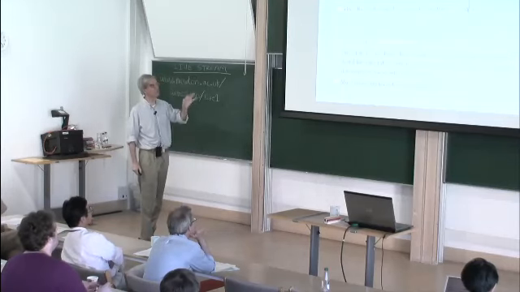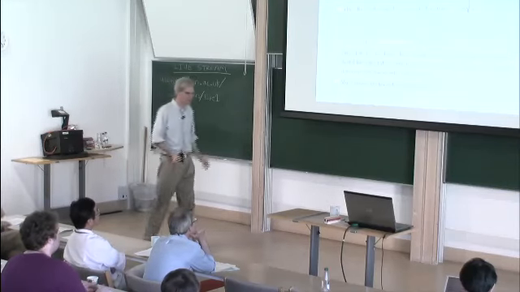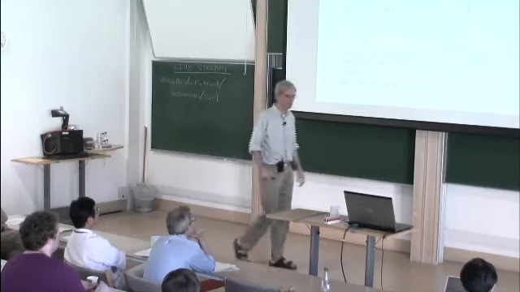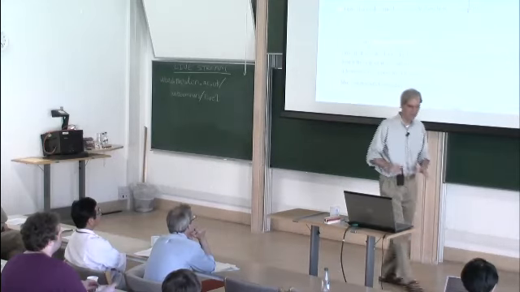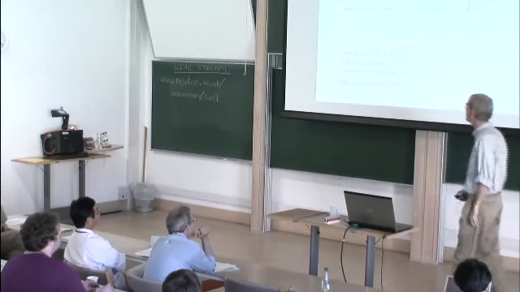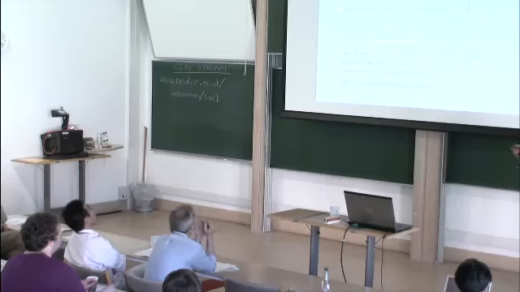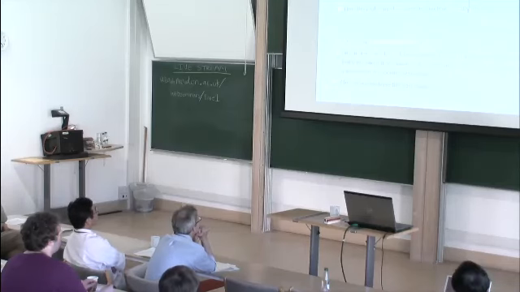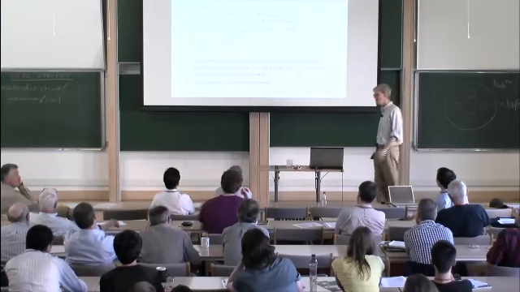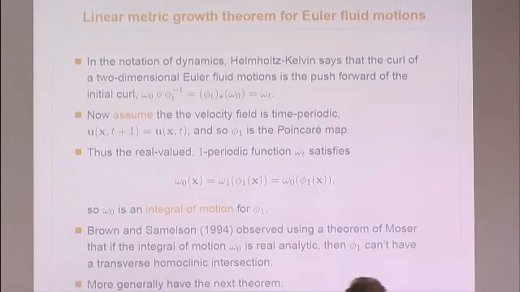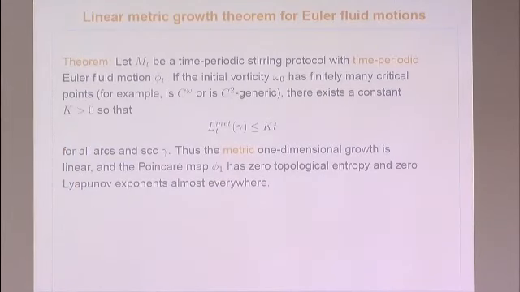It's preserved along orbits. Now, 2 dimensions is rather small, right? If you have a preserved quantity for a map, it very much restricts the dynamics. All right, so Brown and Samuelson observed that there's a theorem of Moser saying that if you have a real analytic integral of motion, then you can't have a homoclinic intersection. So I'm going to kind of jazz that up a little bit and tell you about growth rate.